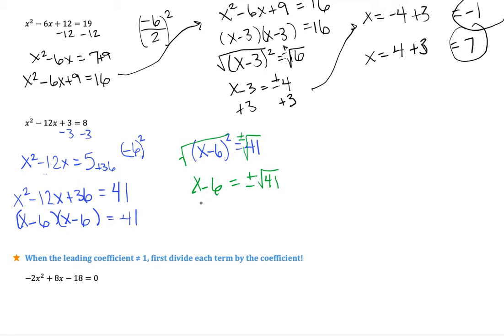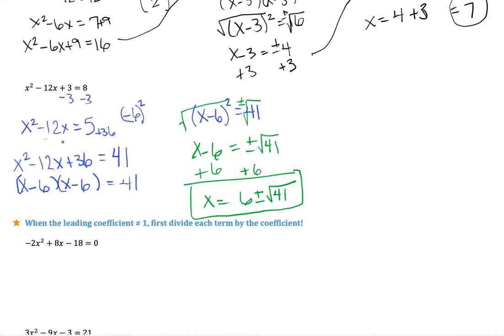And then we're going to add 6 to both sides, which means your answer is going to be 6 plus or minus the square root of 41. So you still have two answers, 6 plus the square root of 41 and 6 minus the square root of 41. And both of those are correct.